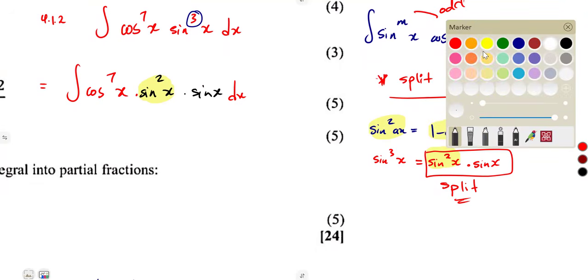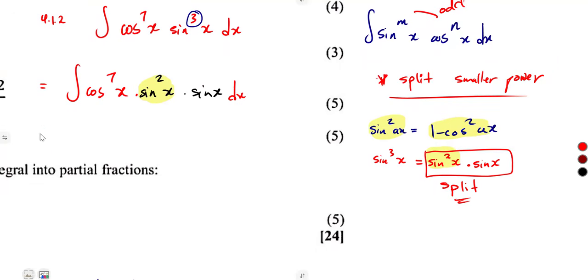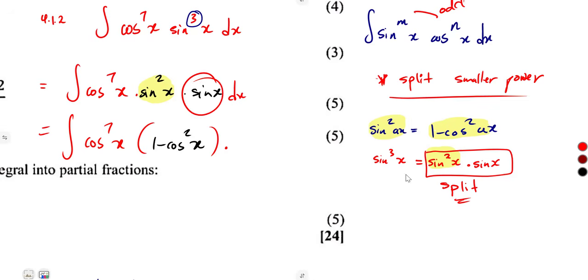All right? So we must substitute that. So it's the integral of cos to the exponent of 7x into the sine squared of x, which is 1 minus cos squared x. As it is here, it's x, so this one is going to be also x, times this one, there's no substitute, it's just going to remain as it is, the sine of x dx.